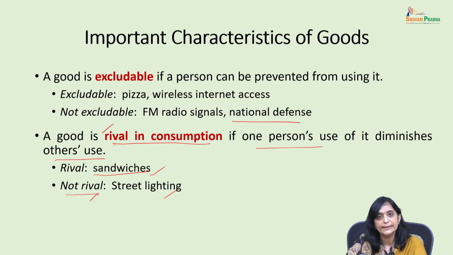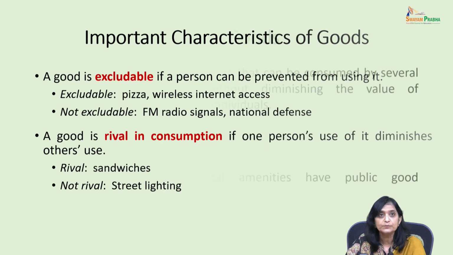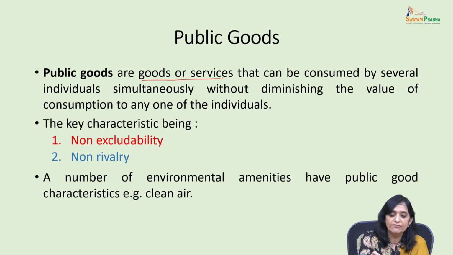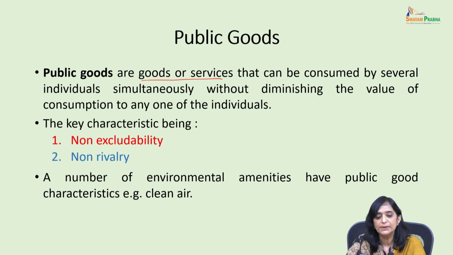So these are the two main characteristics on which we will be identifying goods into various types, particularly public goods and private goods. Now, coming to a definition of public goods: whenever we say goods in this context, of course, we mean services as well. So, public goods or services are those that can be consumed by several individuals simultaneously without diminishing the value of consumption to any one of the individuals.